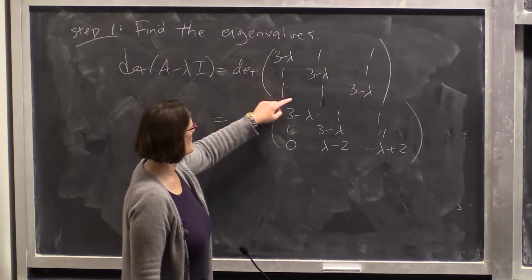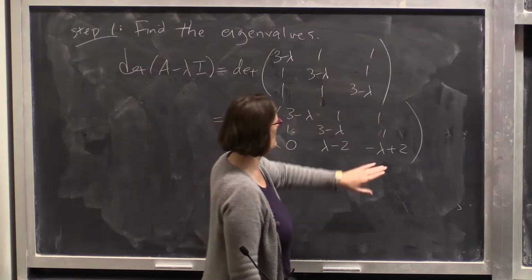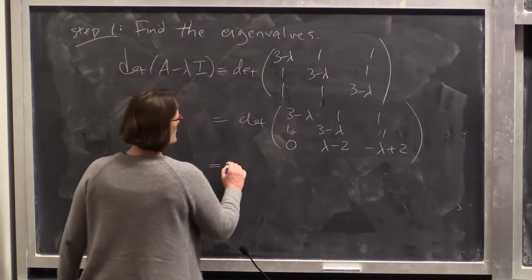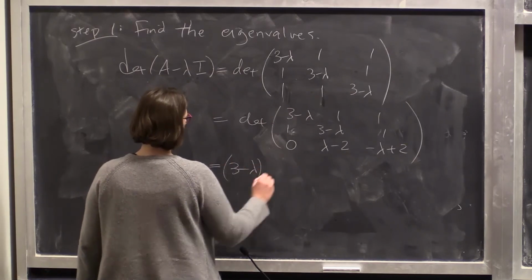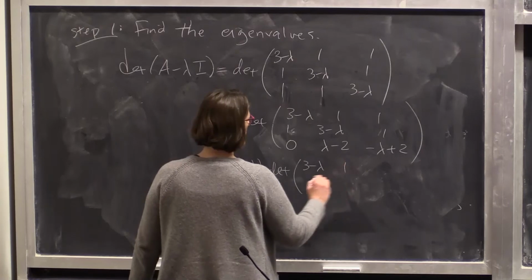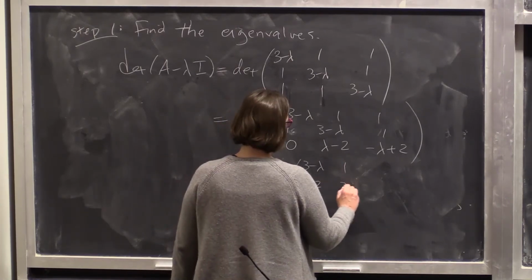1 minus 1 is 0. This minus this is lambda minus 2. This minus this is 2 minus lambda. Fine. So now my determinant is going to be 3 minus lambda times the determinant of 3 minus lambda, 1, lambda minus 2, 2 minus lambda.